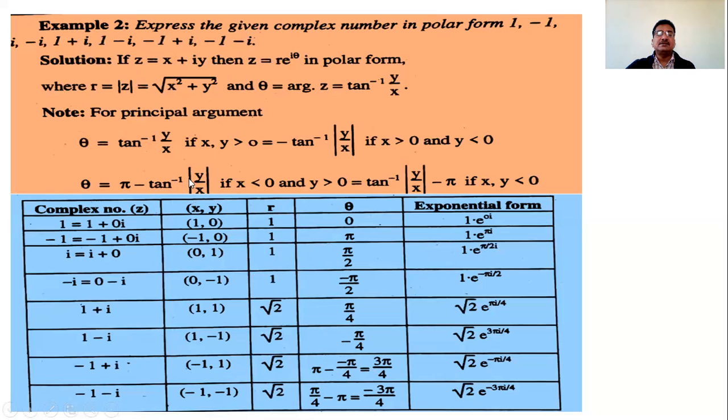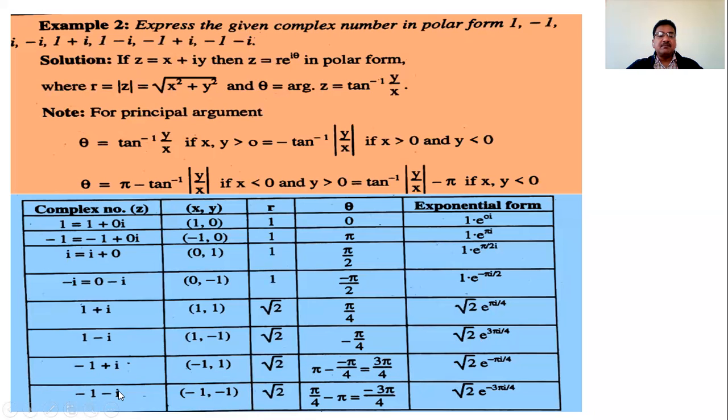So what is the answer? We have pi minus pi by 4. Four is the LCM, so 4 pi minus pi is 3 pi. So don't write a minus pi here; just write pi by 4, since tan inverse of mod y by x, that is tan inverse 1, is pi by 4. So pi minus pi by 4 is 3 pi by 4. This is the principal argument of this minus 1 plus I. Therefore its polar form is root 2 e raised to 3 pi I by 4. This is the exponential form.